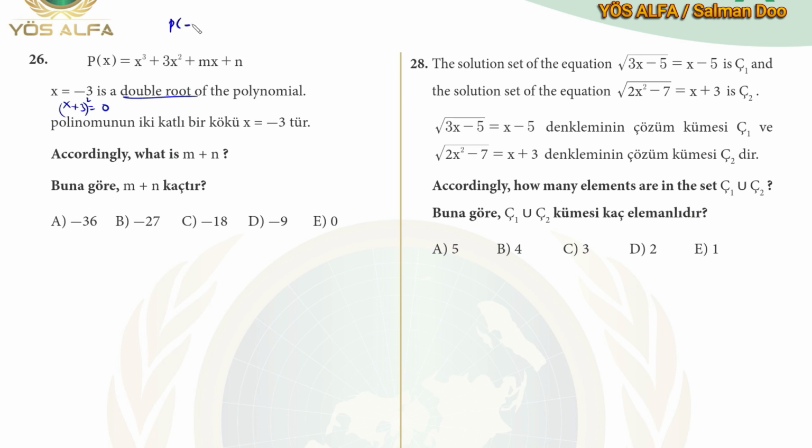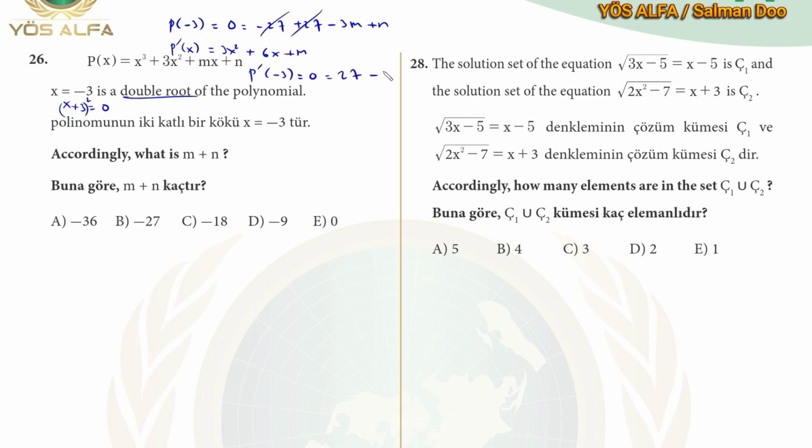So we can write P of minus 3 is equal to 0, which is again equal to minus 27 plus 27 minus 3m plus n. So our first equation is minus 3m plus n is equal to 0. To get the second equation, we can make use of the derivative of P of x. So 3x squared plus 6x plus m. And from here, if P of x is divisible by this, P prime x is also divisible by this. So P prime minus 3 is equal to 0 too. Minus 3 squared is 9. 9 times 3 is 27.